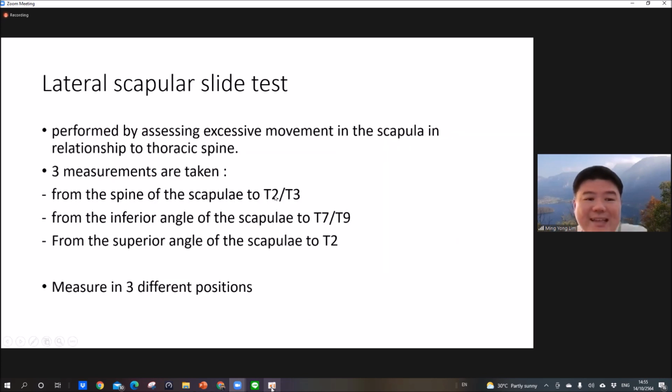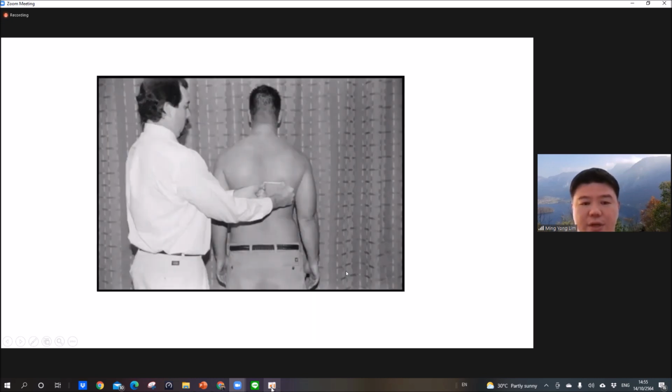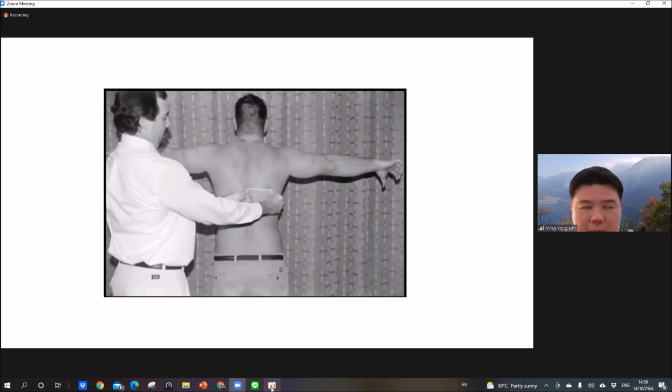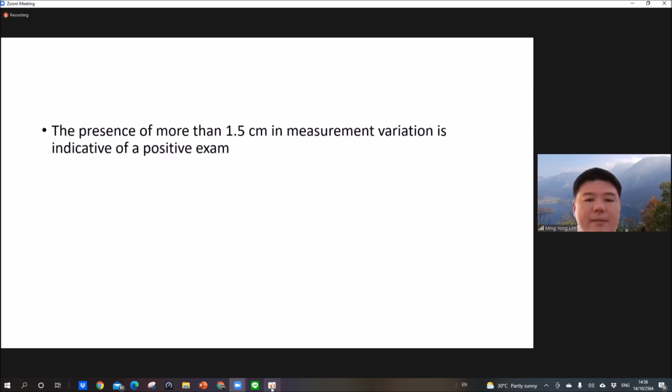So the lateral scapular slide test is actually assessing the excessive movement of the scapula in relation to the thoracic spine. Three measurements are taken from the spine to the thoracic level, the inferior angle and the superior angle to the thoracic level. Measure in 3 different positions. One is when the upper limb is at the side. Second is when the palm is at the waist and the thumb is pointing posteriorly. And third is at 90 degrees abduction with internal rotation. If there is more than 1.5 centimeter measurement variation, it is indicative of a positive examination.